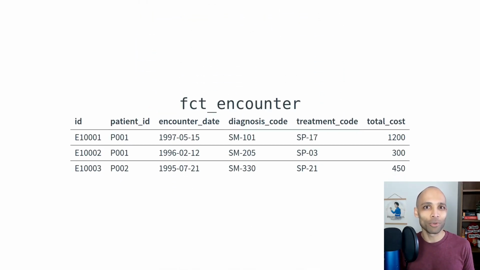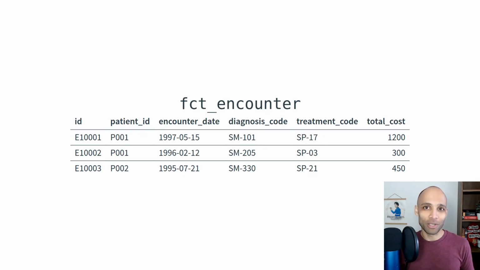Here's a sample fact table that shows encounters at a hospital, where each row represents a patient's interaction at that hospital. We can see, for example, that a certain patient checked in on a certain date. While they were there, they received a diagnosis and a treatment that cost some amount of money. Neat. But what do all these codes mean? Who is patient 001, and what are these diagnoses and treatment codes?